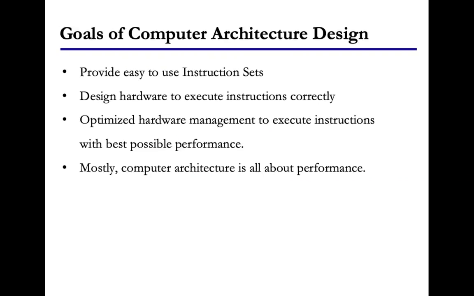So the goal of computer architecture design is to provide an easy to use instruction set and design the hardware to execute instructions correctly without any errors and exceptions, and optimize the hardware management to execute instructions with the best possible performance. That means the maximum number of instructions can be executed at a single time. So we focus on MIPS, millions of instructions per second, so that it can improve the performance of our computer. And mostly computer architecture is all about performance itself. How many instructions are executed per second, that is going to be discussed in this course.